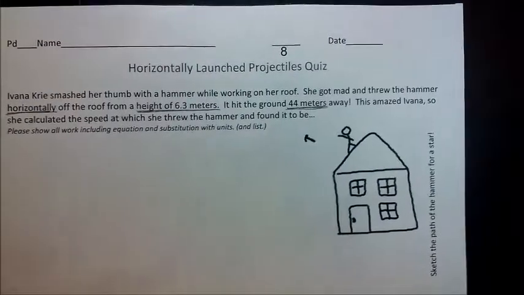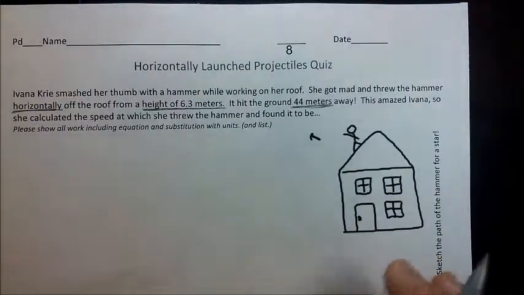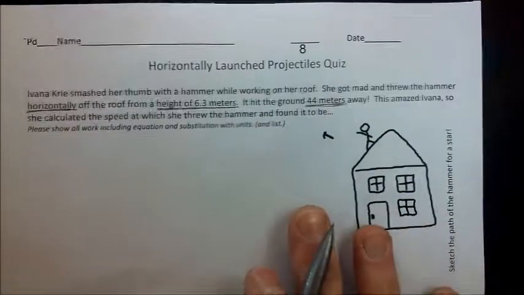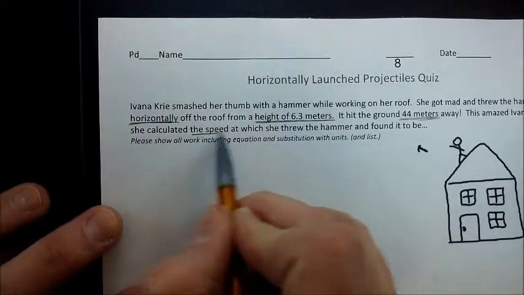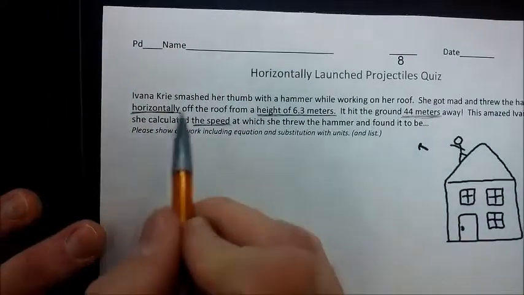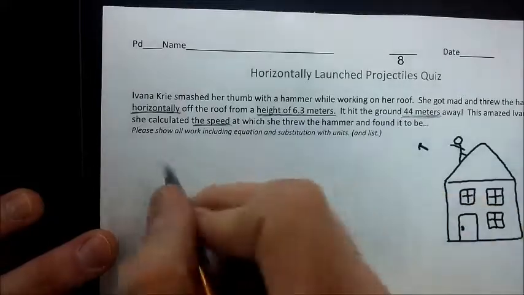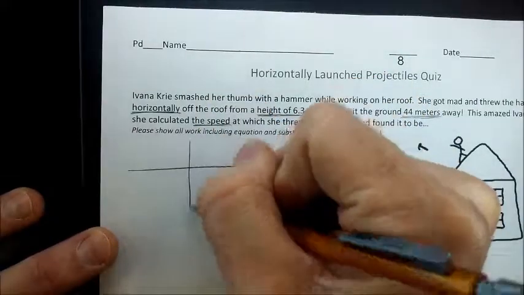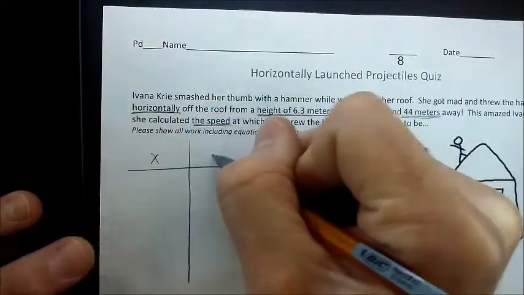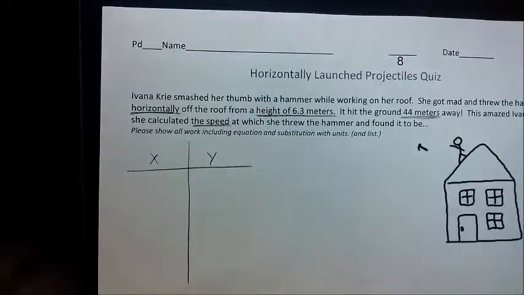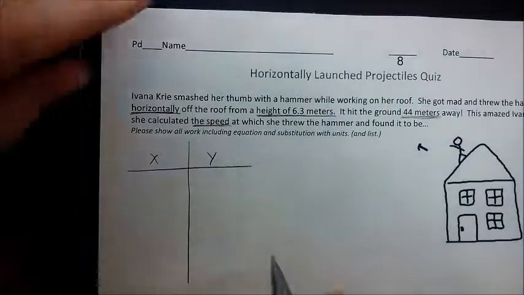All right, this amazed Ivana, so she calculated the speed at which she threw the hammer and found it to be... So we're looking for the speed. And since this is a horizontal launch, we have to split this up into X and Y components. And we're going to look at the horizontal motion and the vertical motion independently.